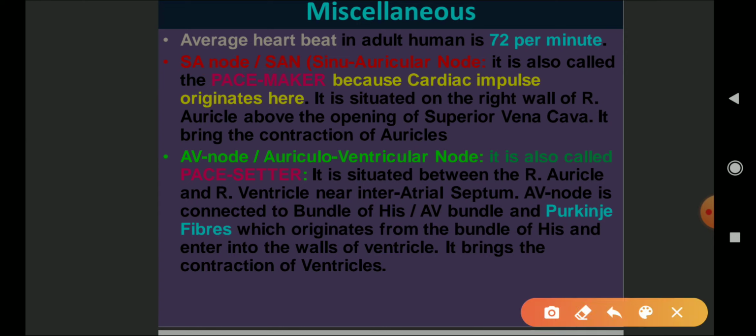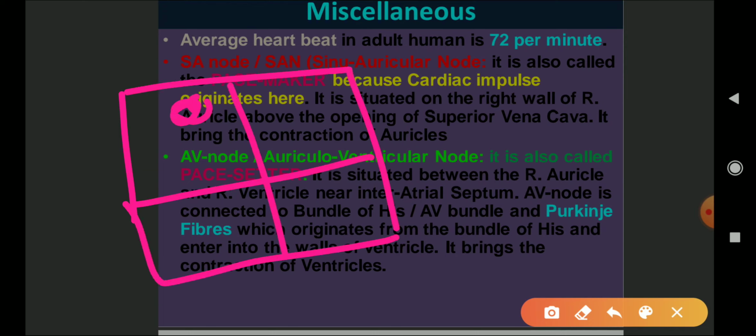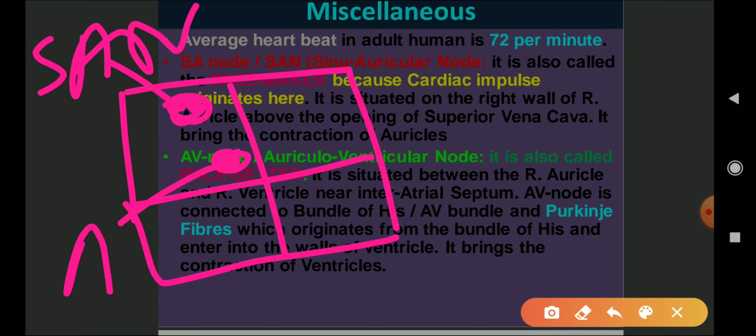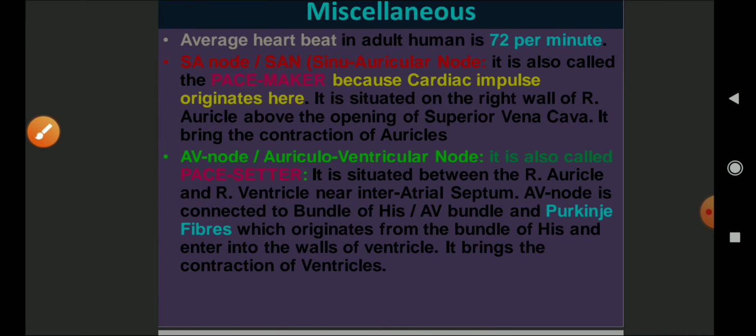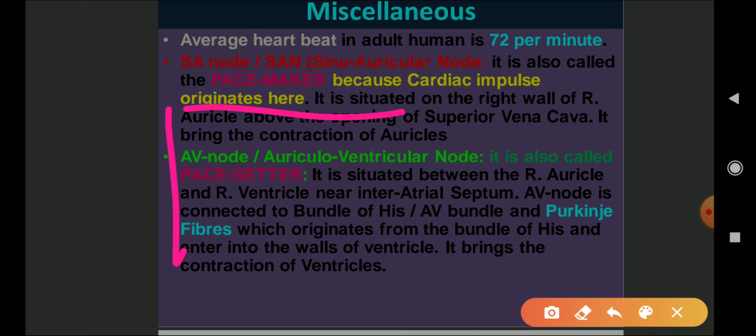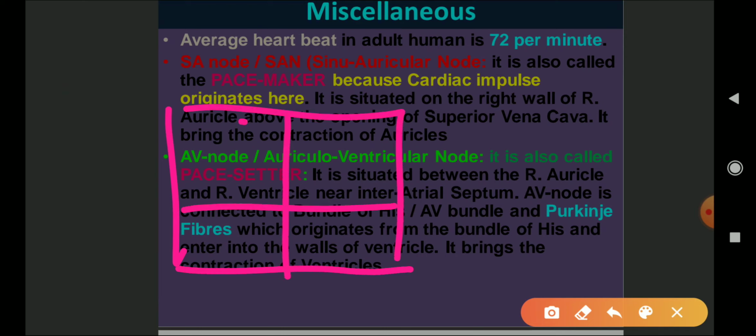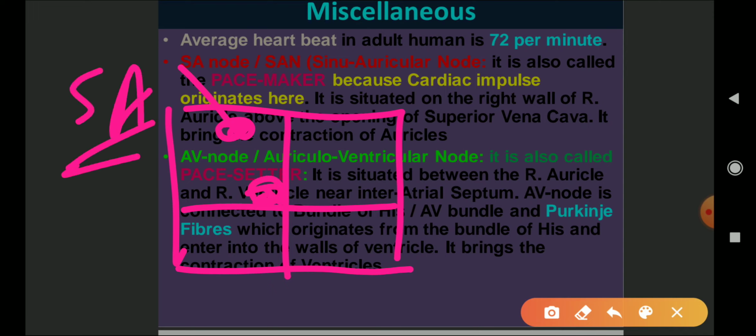From there, once again I have to draw the diagram. So here there is SA node, here it is AV node. This is SA node and this one is AV node. Both the nodes are lying in the right auricle. Both of them are actually helping in the contraction and relaxation of the heart. So contraction by SA node, and afterwards it is going to be AV, which is going to bring the contraction. Once this one finishes, it relaxes, then the time of AV node comes.